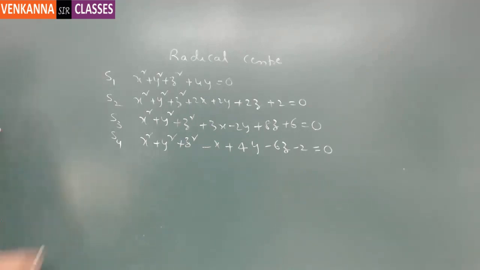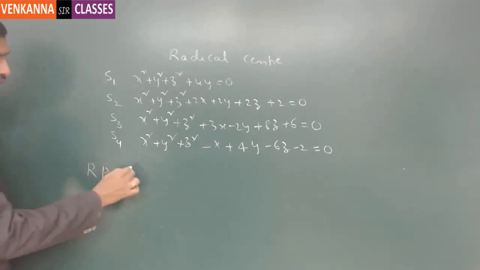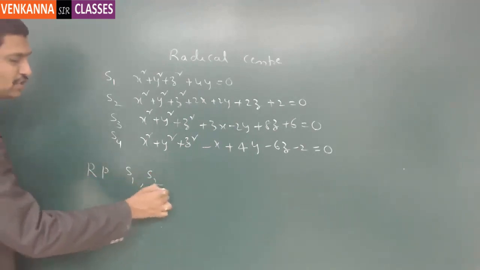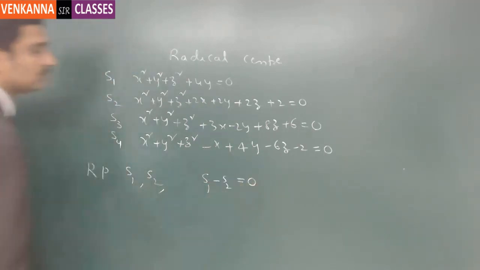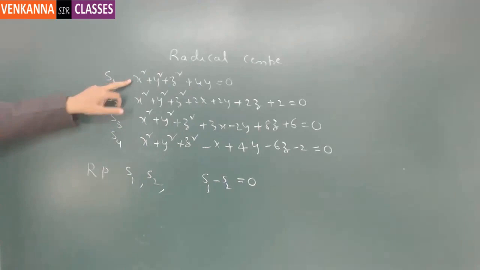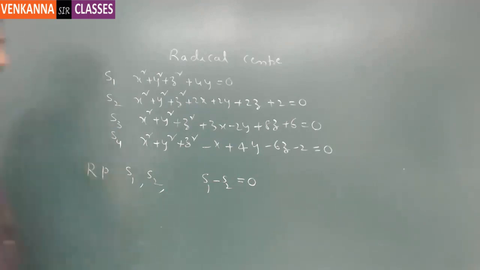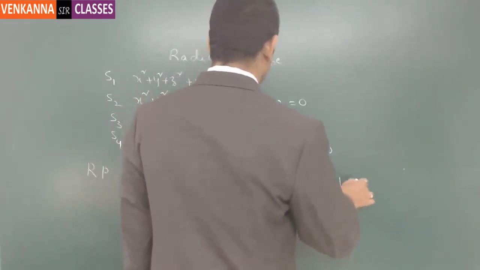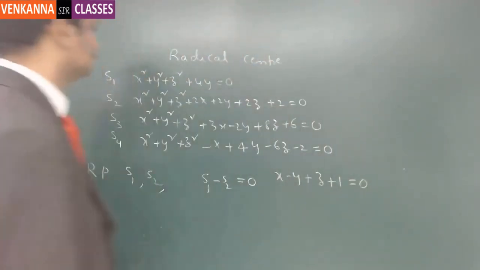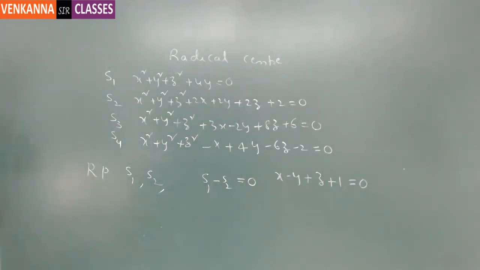So the radical plane of S1, S2, the first two spheres, is nothing but the difference. You simply subtract one sphere from the other. You just go for the subtraction. So if you simplify that, you will get the equation as, accepted. You can do S1 minus S2 or S2 minus S1, anything you can do. Agreed?